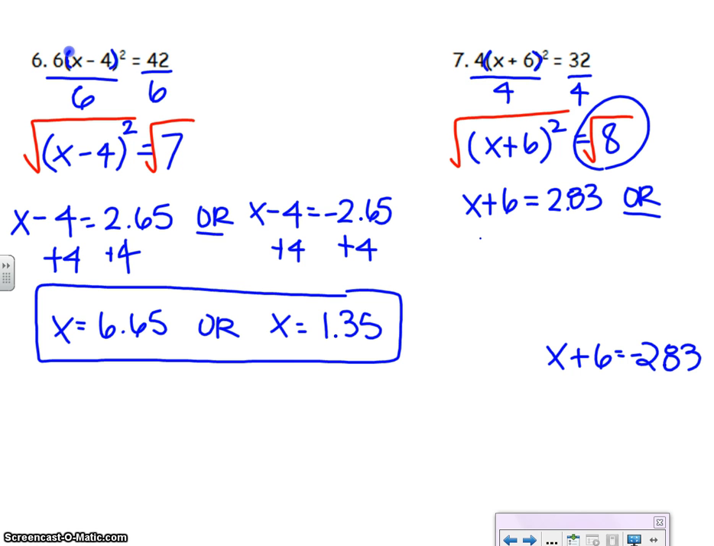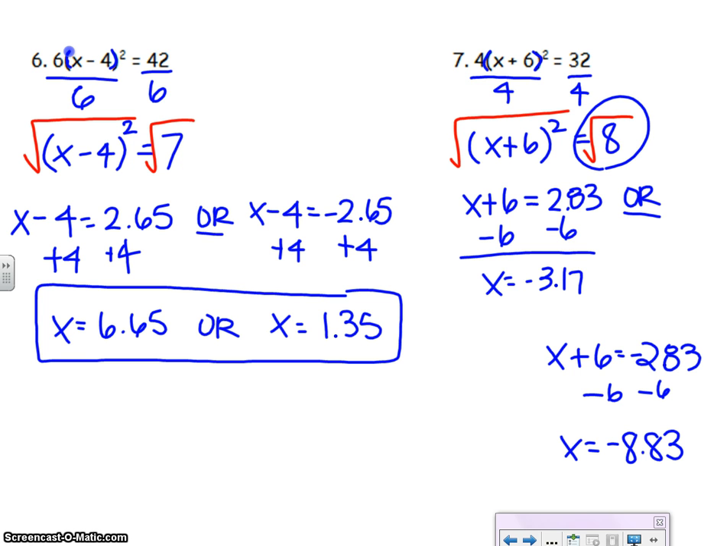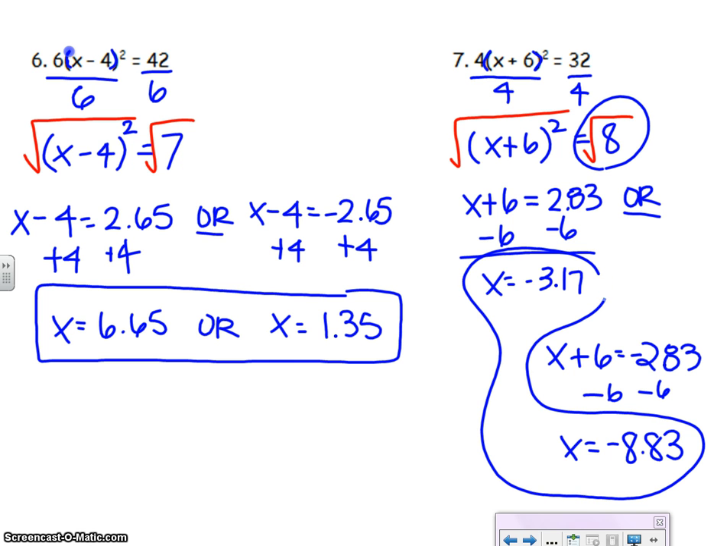Okay, so once we go ahead and solve those 2 equations, we're going to get our 2 solutions. So we have negative 3.17 and negative 8.83. So there's our 2 answers, and again we can see that we have 2 separate answers that are not opposites of one another, and these are both negative.